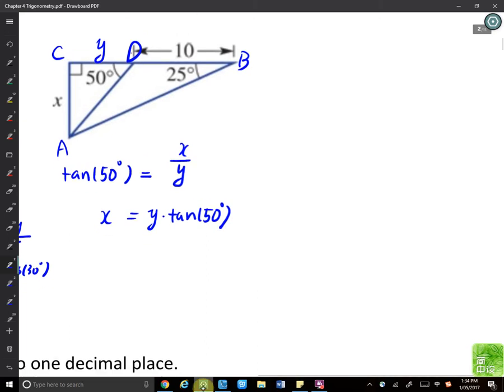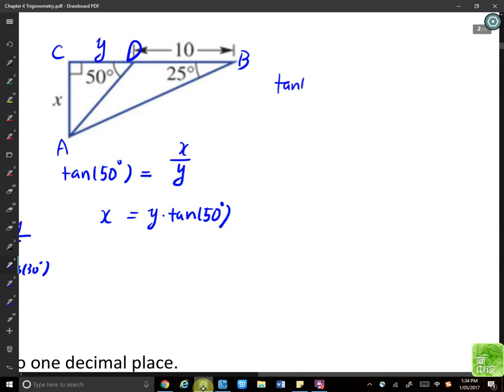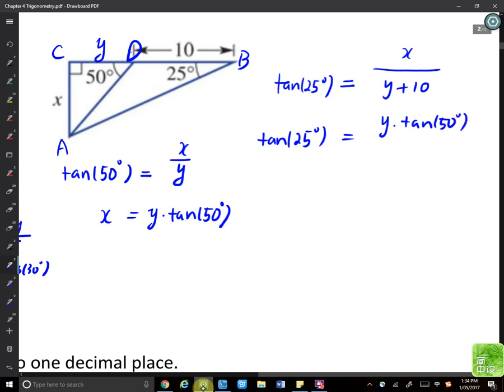First step. Let's see in this big triangle, what's tan 25 degrees equal to? Okay, x over y plus 10. And what is x? x is y times tan 50 over y plus 10.